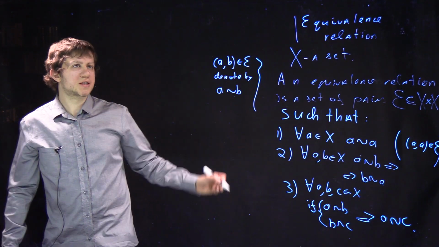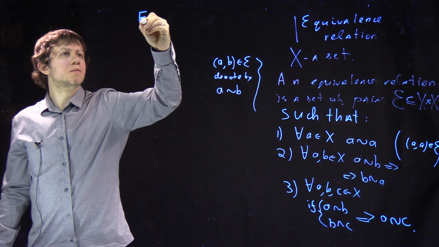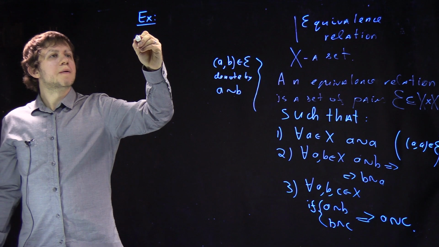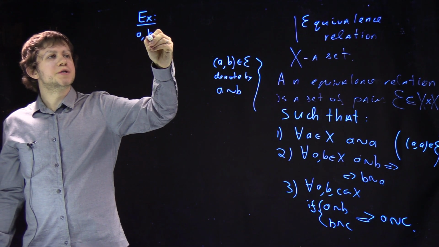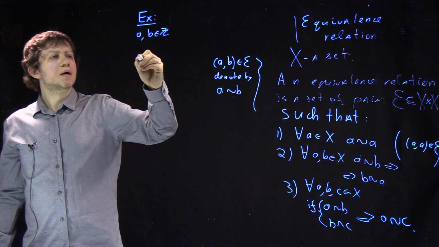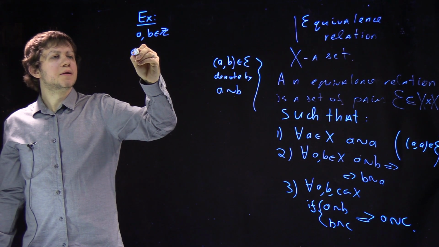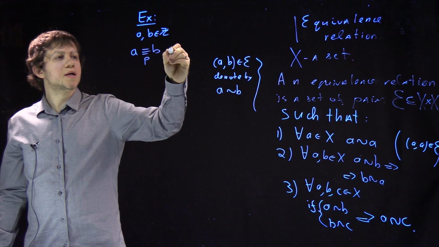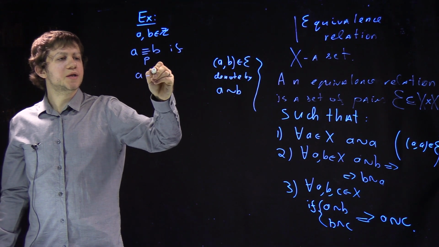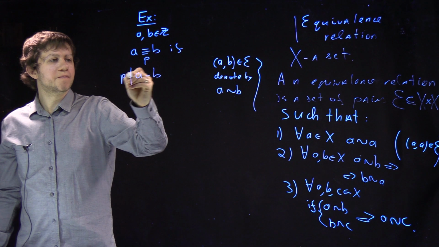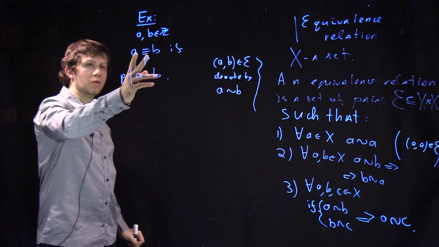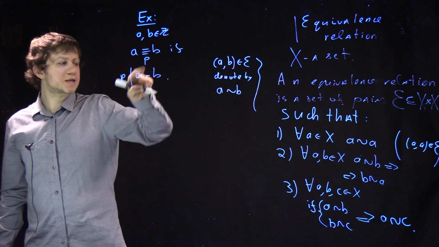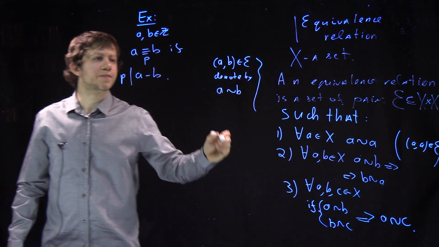So example. Let's start immediately with an important example. For a pair of integers A, B in Z, A is congruent to B mod P if A minus B is divisible by P. So this defines an equivalence relation. What I mean is that one can use this sign instead of this equality.